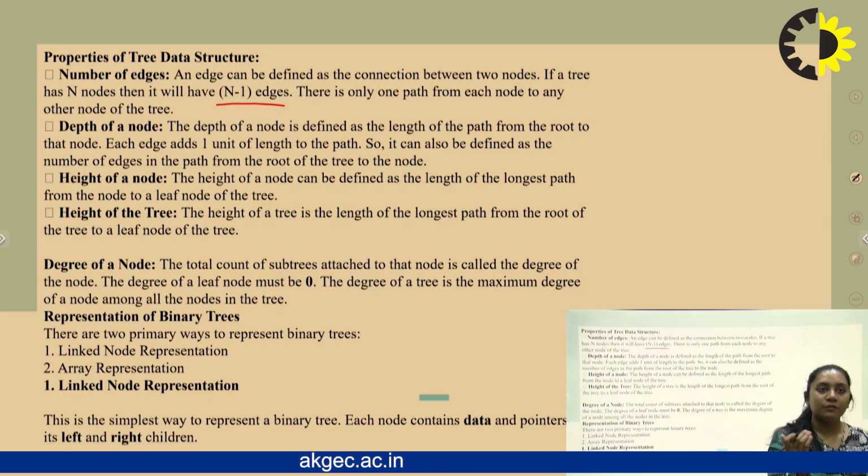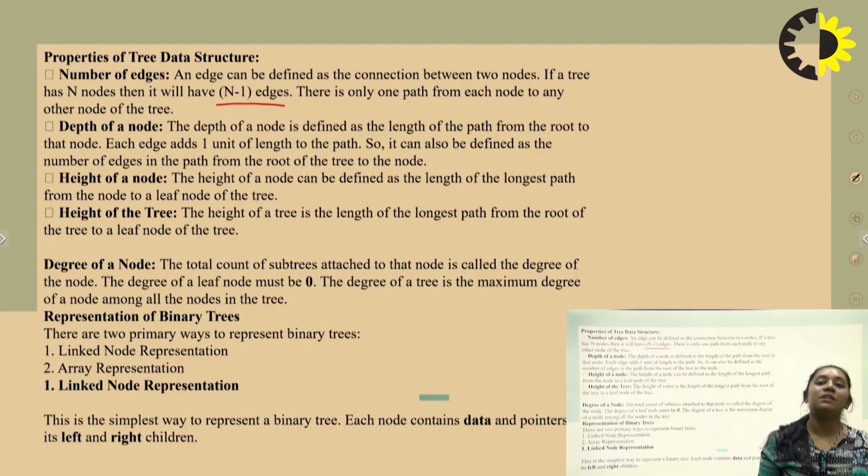Next is the depth of the node. The depth of a node is the length of the path from the root, and each node adds 1 unit while traversing any type of data in trees, right? Next we have the height of the node. The height of the node defines the length of the longest path in the tree structure, right? Next we have the height of the tree. The height of the tree is the longest path from the root to the leaf node, right? Now the degree of the node. The degree of the node can be 0 or it can be 1, right?